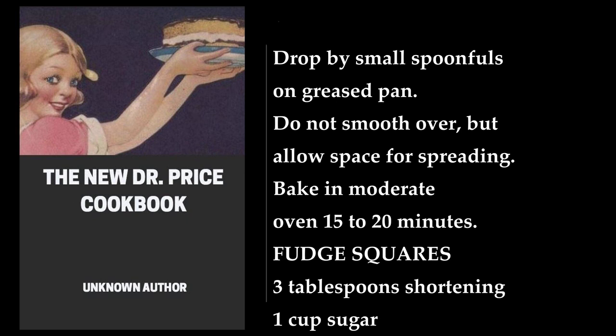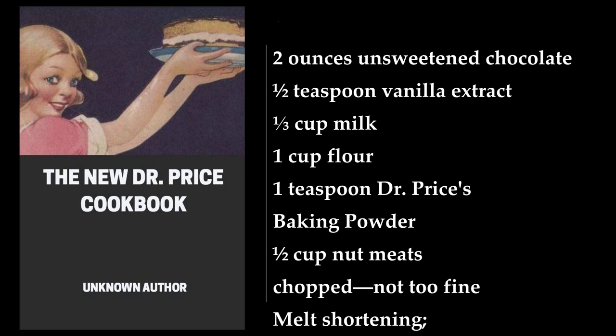Fudge squares. 3 tablespoons shortening. 1 cup sugar. 1 egg. 2 ounces unsweetened chocolate. 1/2 teaspoon vanilla extract. 1/3 cup milk. 1 cup flour. 1 teaspoon Price's baking powder. 1/2 cup nut meats chopped, not too fine.